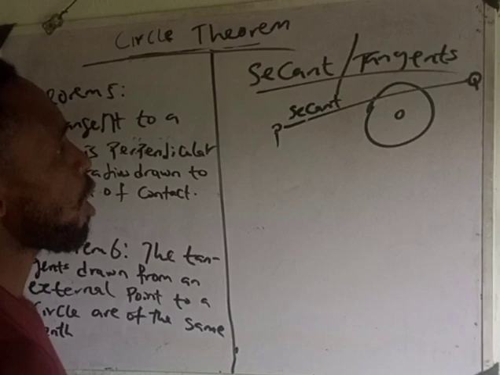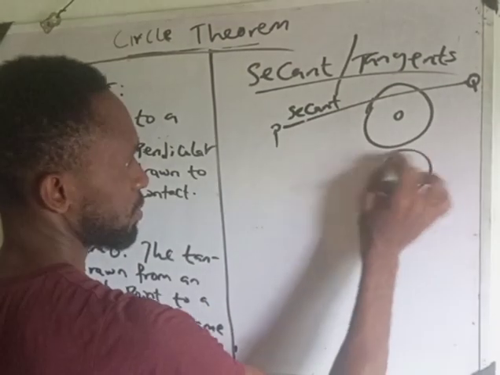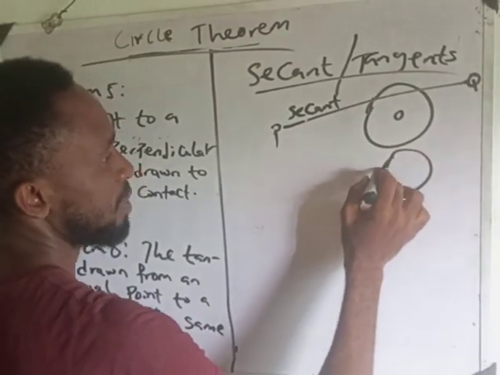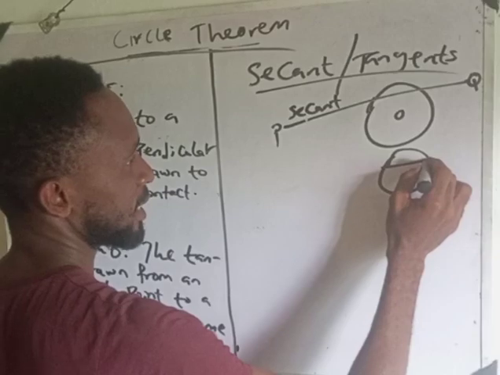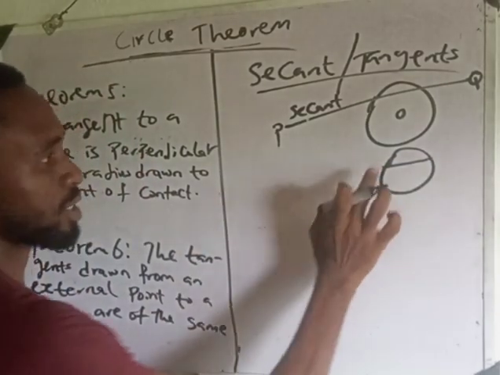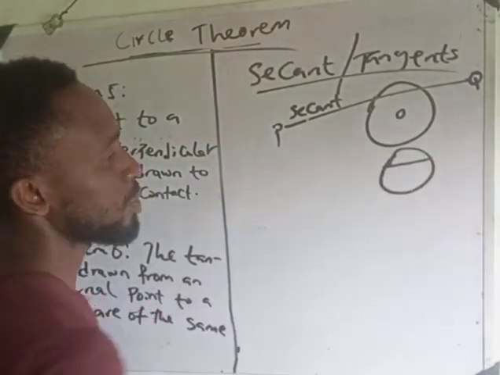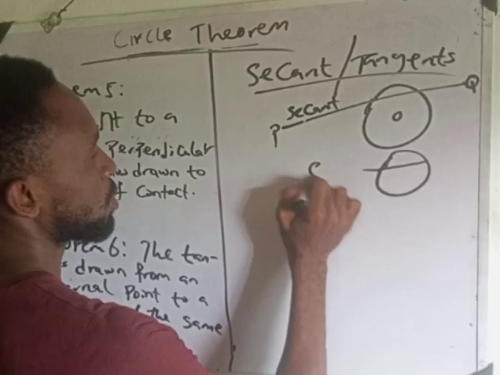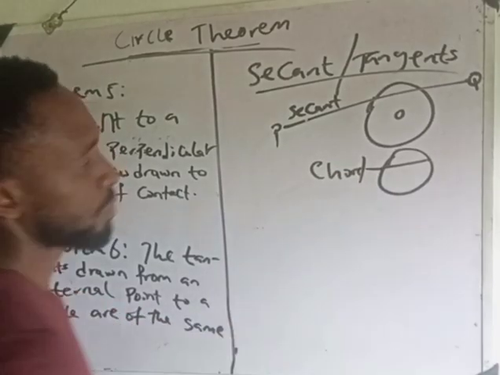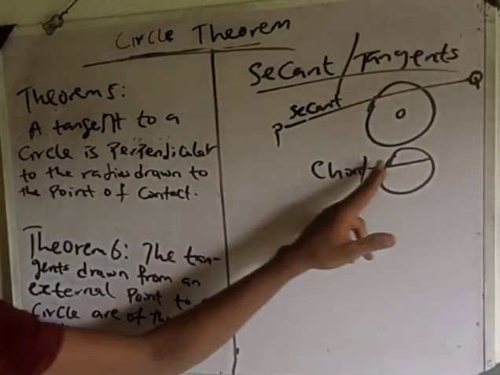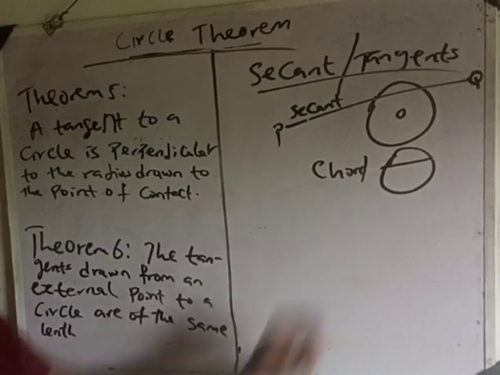Is that okay? Also, if we have a circle, we have a line that touches 2 points on the circumference without crossing the circle, we call this one a chord. Is that okay? We already know this one, we call it a chord, right?